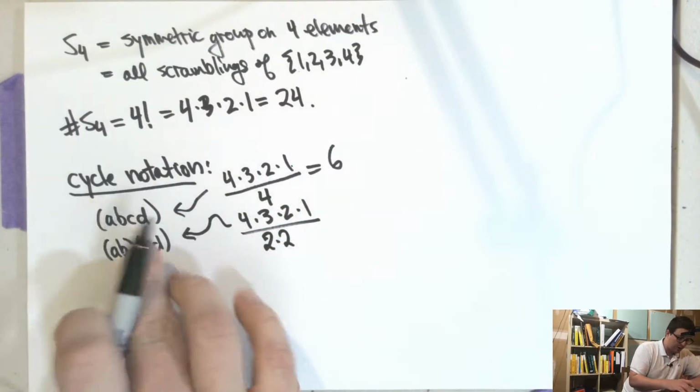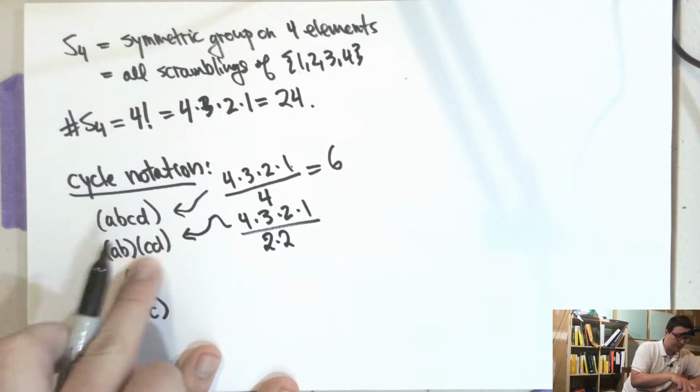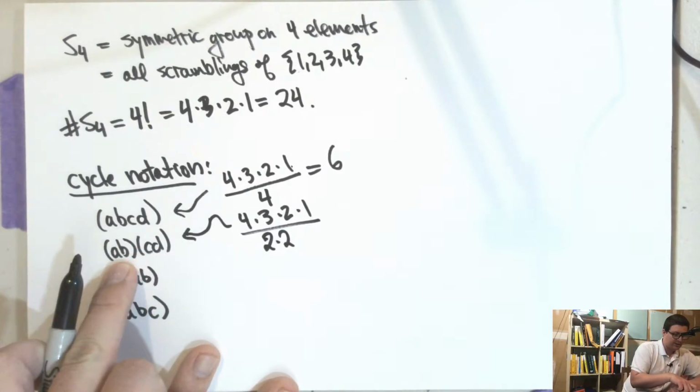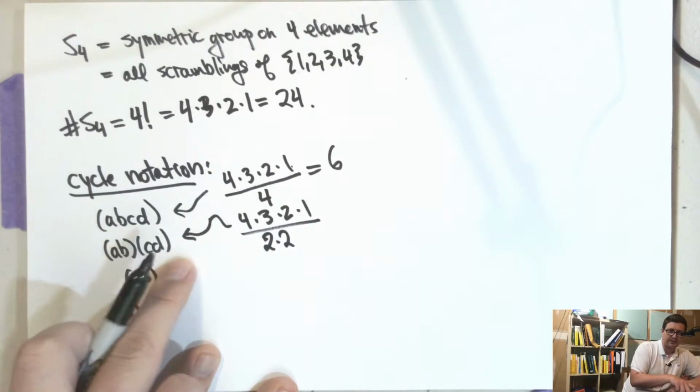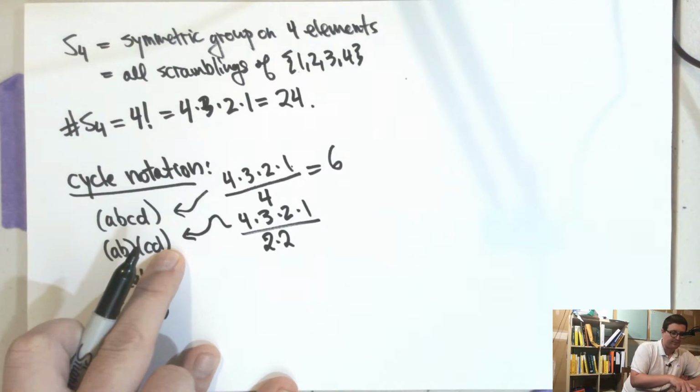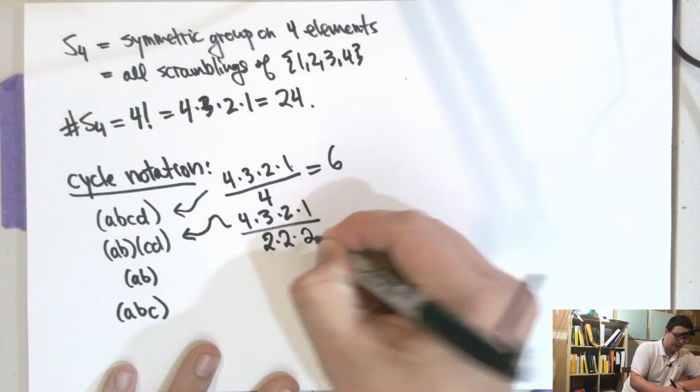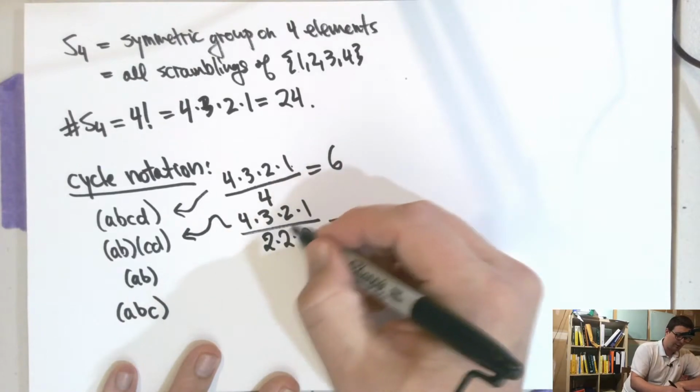But then we're also overcounting because these 2 permutations commute. So the permutation that just permutes A and B and does nothing to C and D commutes with the permutation that flips C and D and does nothing to A and B. So we're also overcounting by 2 there. And so what is this number?